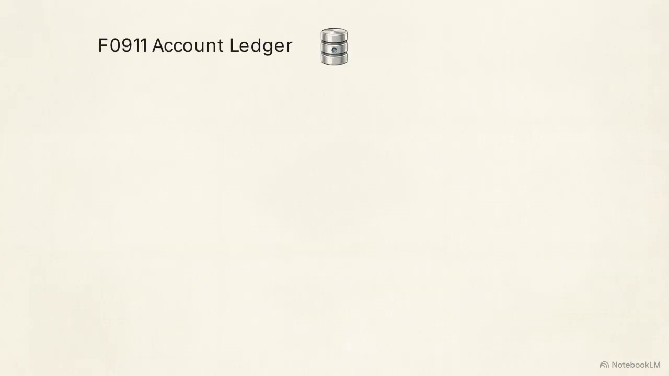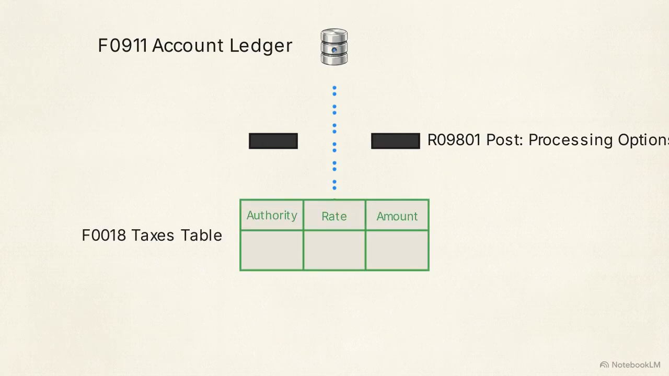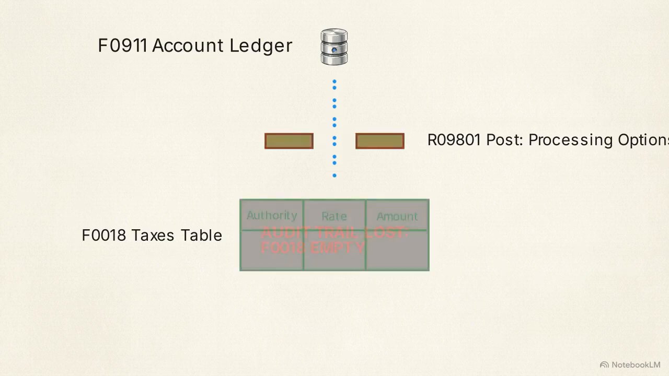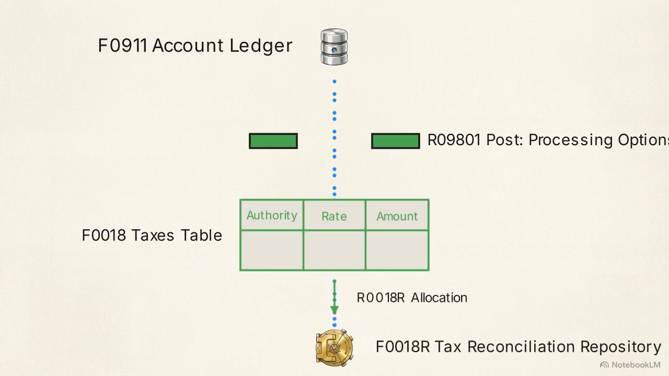This diagram illustrates how the data update depends on the processing options configured within the General Ledger Post Report, or R09801 batch program. This program decides whether tax data moves out of the ledger and into the taxes table. If configured incorrectly, transactions post to the general ledger, but the F0018 table remains blank, losing the audit trail. Finally, the R0018R program allocates the tax amounts into their final destination, the F0018R Tax Reconciliation Repository.